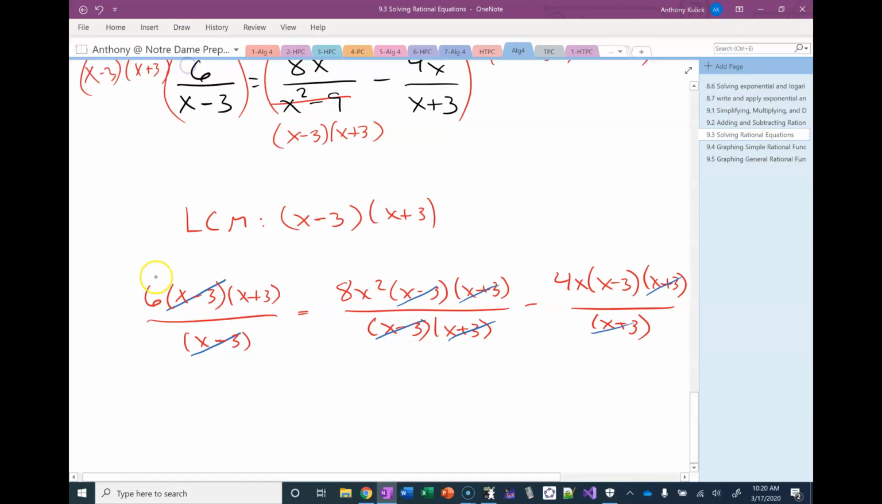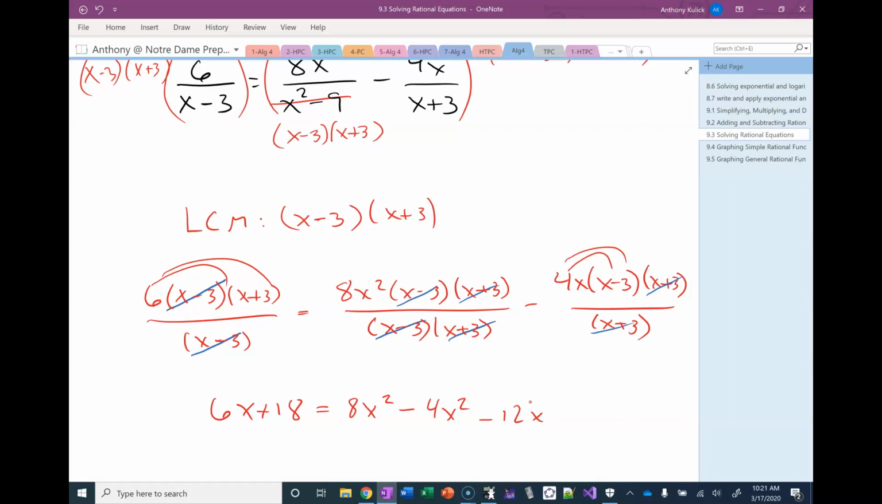And now if we distribute the 6 through, we end up with 6x plus 18 equals, the 8x squared is just by itself, and then if we distribute these through, I have minus 4x squared minus 12x. But this is not correct. Does anybody see the mistake when I wrote this down? Keep looking. There's one there. I didn't copy anything down wrong.